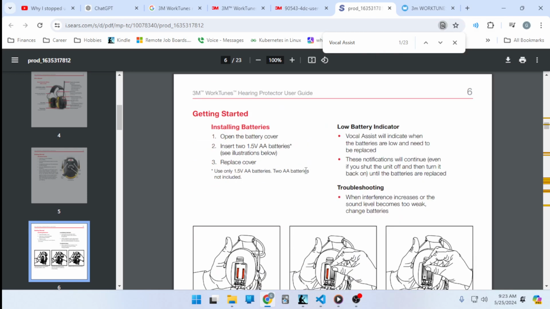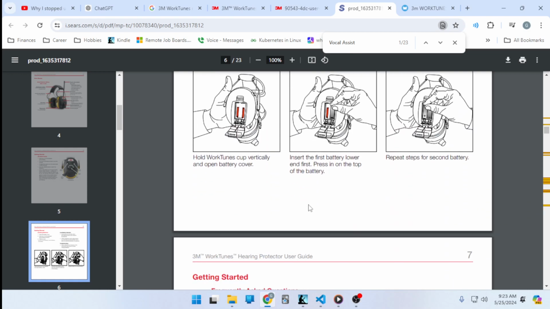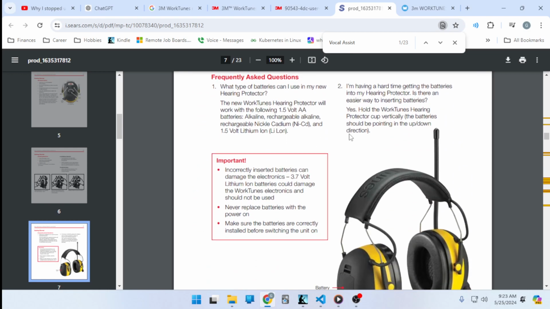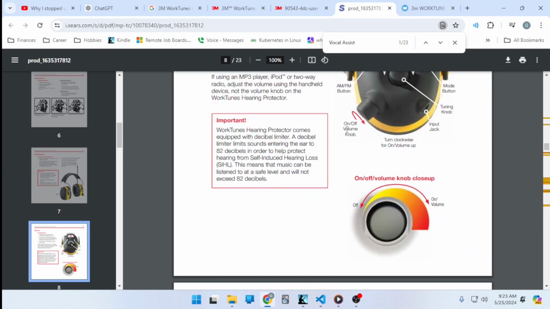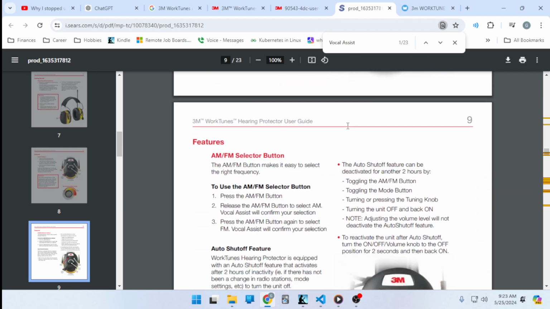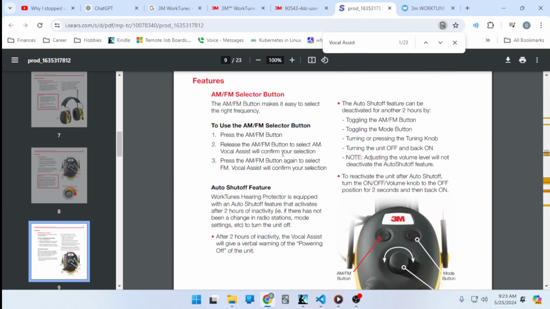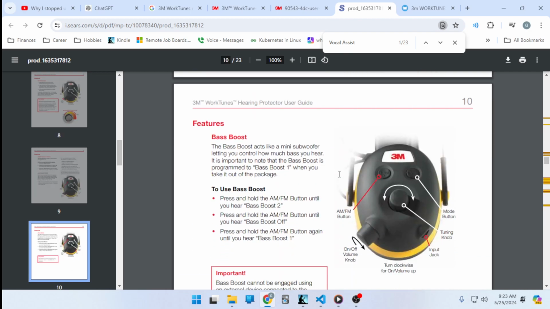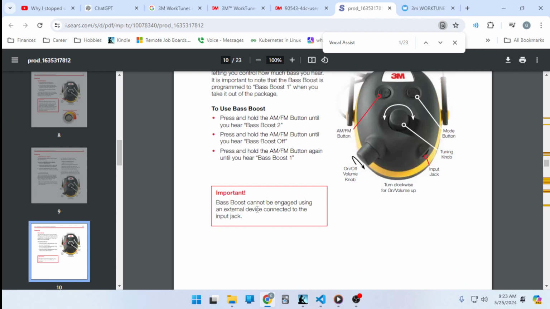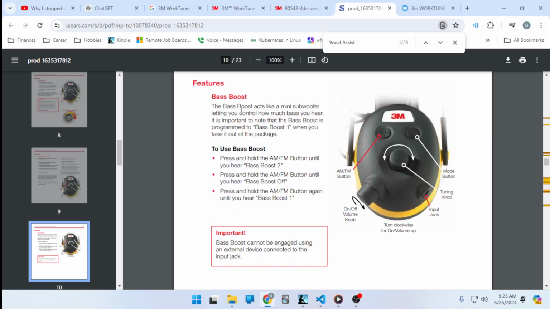All right, so I'm not sure. It might need some drivers. That could be a reason as well. So we do have bass boost settings cannot be engaged using external device connected to the input. So the mini subwoofer. So press and hold the AM FM until you okay.